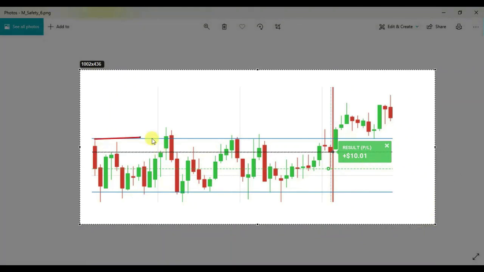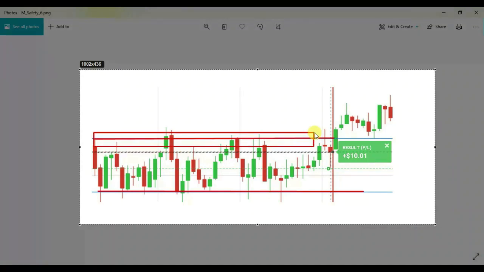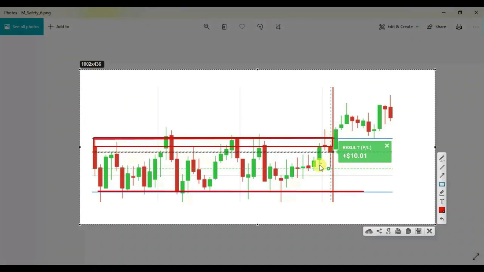You can see a strong sellers level and a strong buyers level. Level doesn't mean a single number, it's a level. This is a level. Okay, and here you can see this is a level, something like this. I'll tell all the details later.